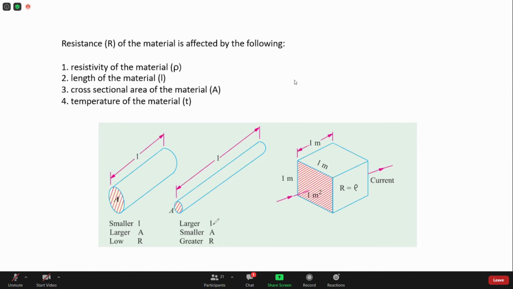Kani is larger length, smaller area, and the result is greater resistance. Okay? So, as long as the purpose is to allow current to flow from point A to point B, then as much as possible the current should be unhampered, should have a lower resistance as much as possible.